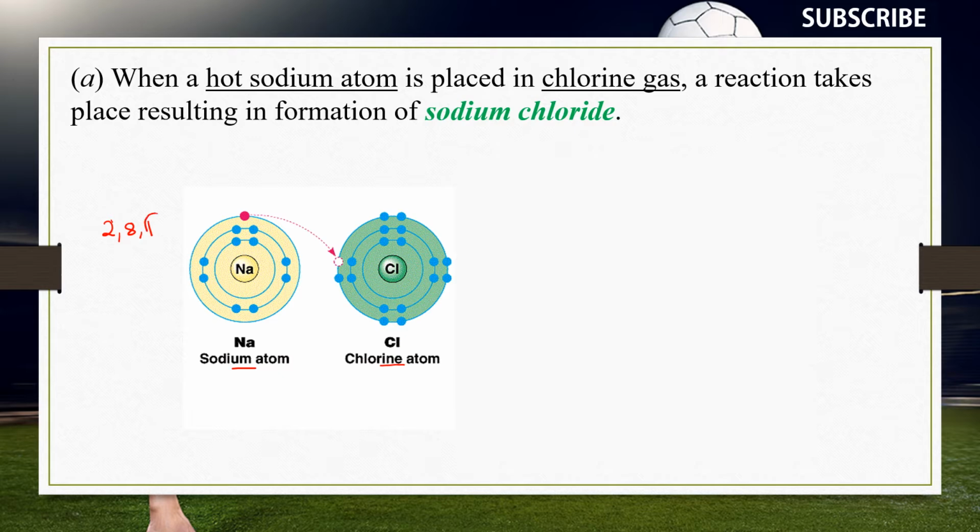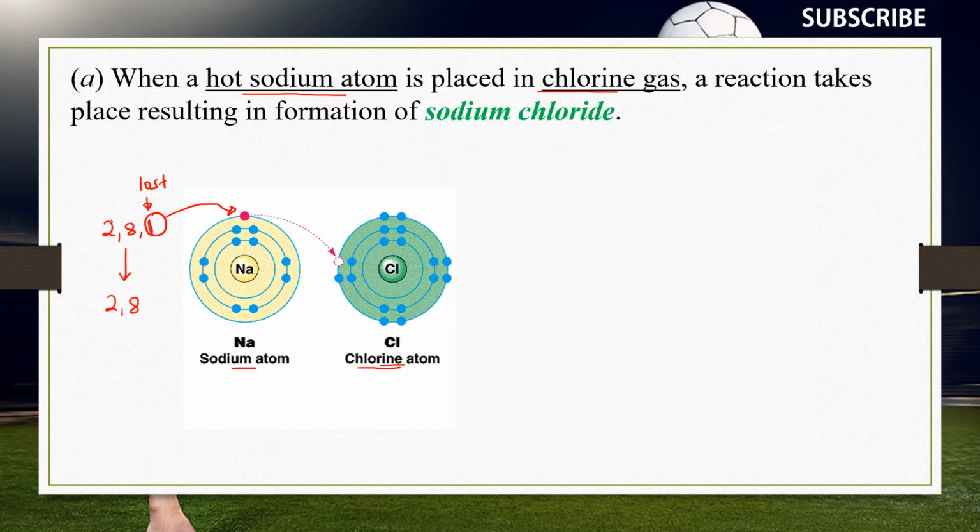As you can see, this one electron is shown here in red. So this one electron, because sodium is a metal, will be lost so that our sodium atom can now become 2, 8. However, it will not be lost to just any other atom. It will be lost to the nearby chlorine atom because we have placed this hot sodium atom in chlorine gas. So this sodium atom prefers losing this one electron so that it becomes stable.